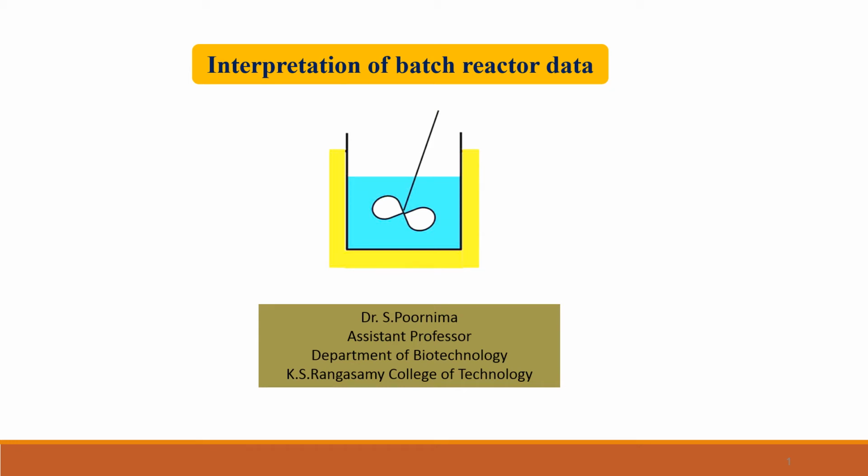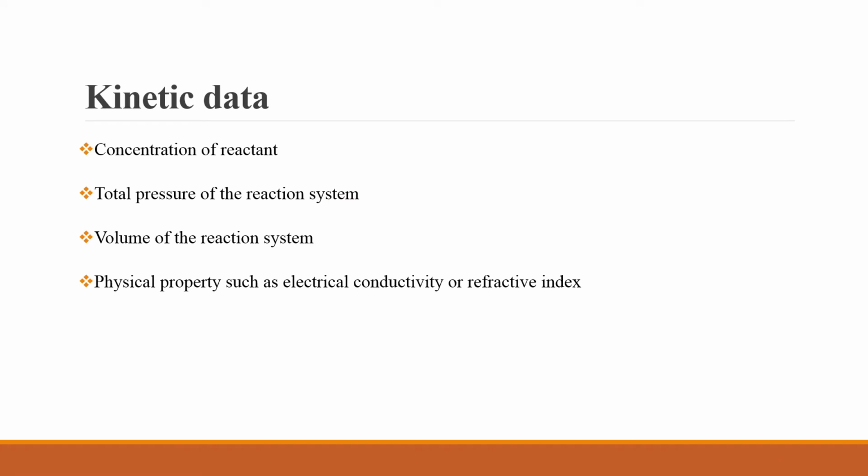Welcome you all. In this lecture, let us discuss interpretation of batch reactor data. Batch reactor is a simple device operating isothermally at constant volume which is used for homogeneous reactions. Interpretation of batch reactor data is done by analyzing kinetic data.